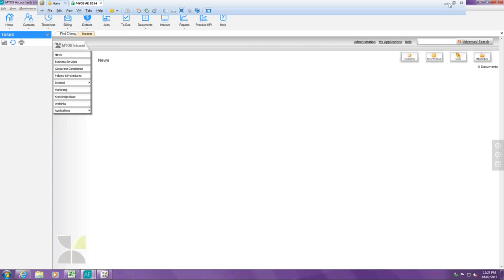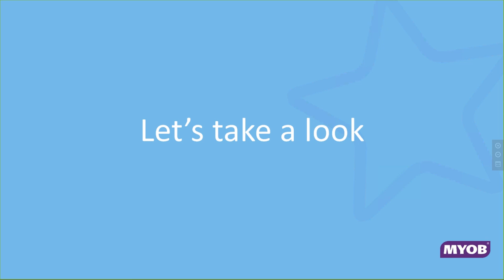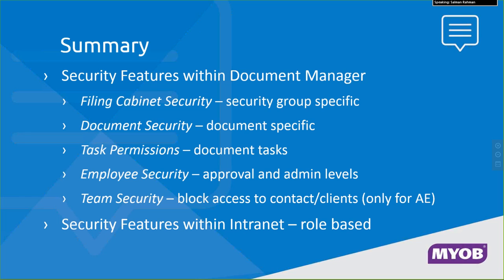Okay, I'm going to jump back into my presentation again and just go through the summary as we almost reached the end of our presentation. So we've gone through some of the security features within MYOB Document Manager. The filing cabinet security, which allows you to secure documents based on employee groups. The document security, which allows you to apply a document-specific security. So if you want an individual document to be accessible to certain team members, you can apply the document security.